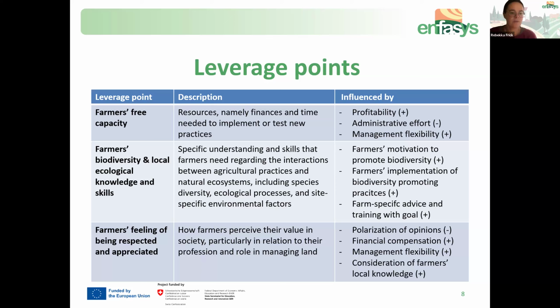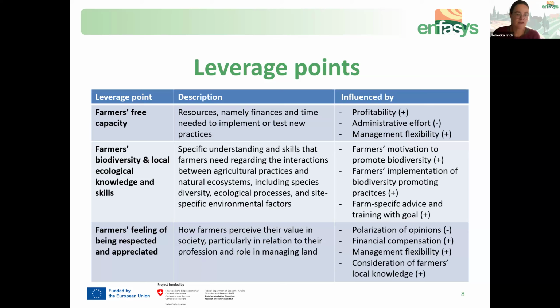The third leverage point is farmers' feeling of being respected and appreciated, which appears to be a very key leverage point. It refers to how farmers perceive their value in society, particularly in relation to their professional role in managing land. You could say that there is a special case in Switzerland because we have just voted on this biodiversity initiative last year. There's quite a polarization between nature conservation and agricultural production, but I think it's a factor. It's a theme that is also appearing a lot in other countries.